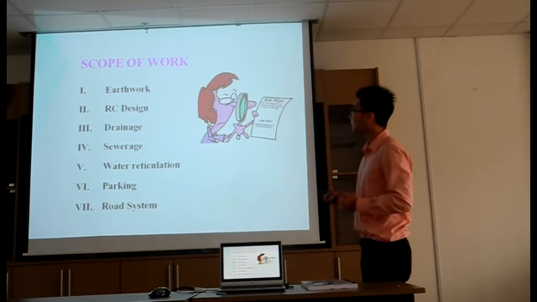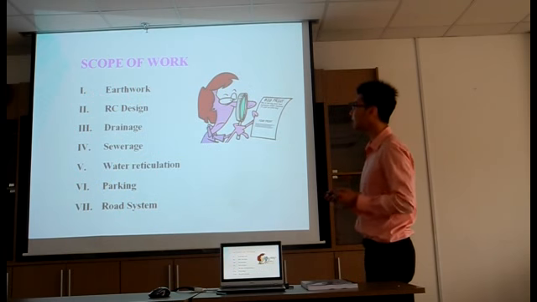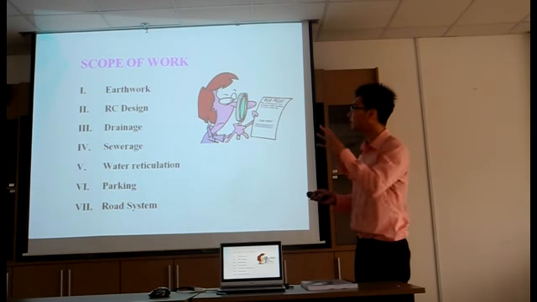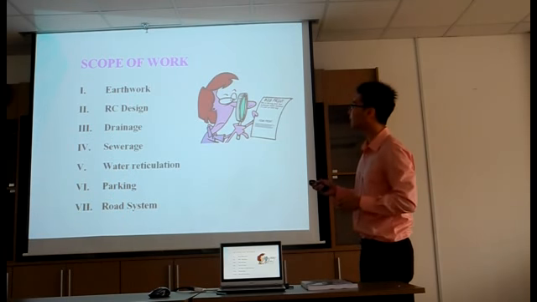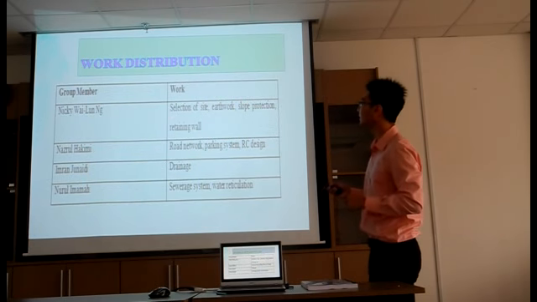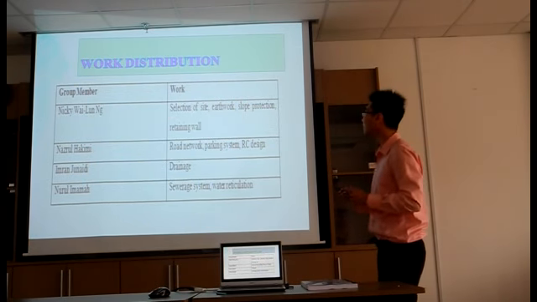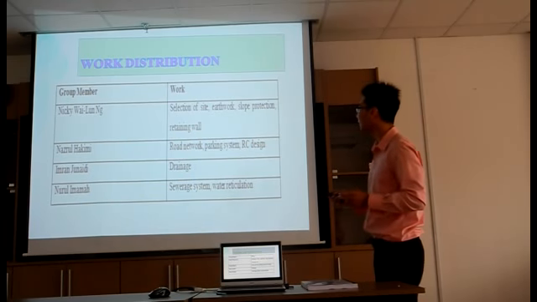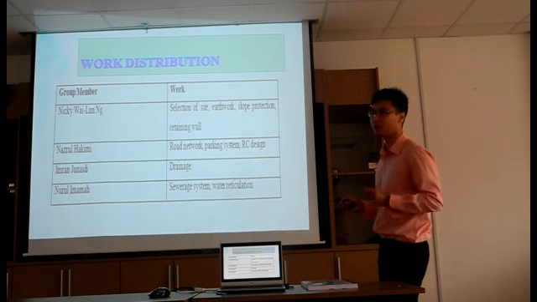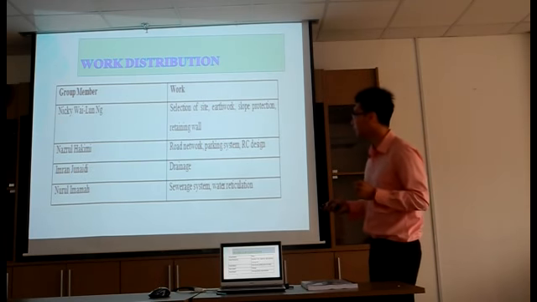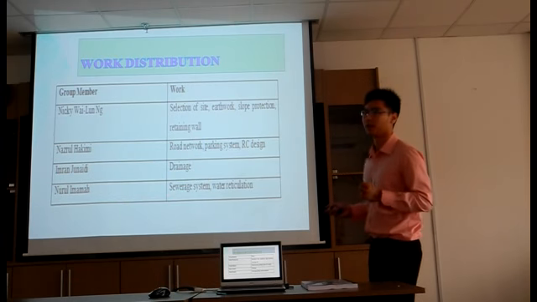So this is the scope of work. We have divided it into earthwork, structural design, drainage, sewerage, water supply, parking, and roadway system. This is the work distribution. I will talk about the selection of site, earthwork, slope protection, and the retaining wall, while my friend Kimi will talk about the road network, parking system, and the structural. Imran will talk about drainage, and lastly, Imana will talk about the sewerage and water supply.